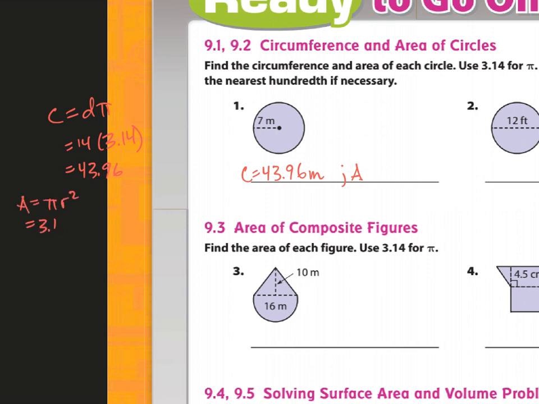And then the area, let's see, area is pi times the radius squared. So it's 3.14 times the radius, which is 7 squared. That means it's going to be 3.14 times 49. 3.14 times 49 is 153.86. So it's 153.86, but this is meters squared. So square meters on that one.